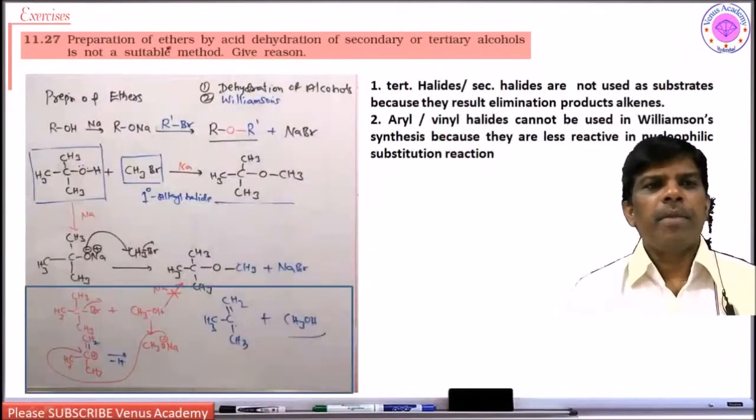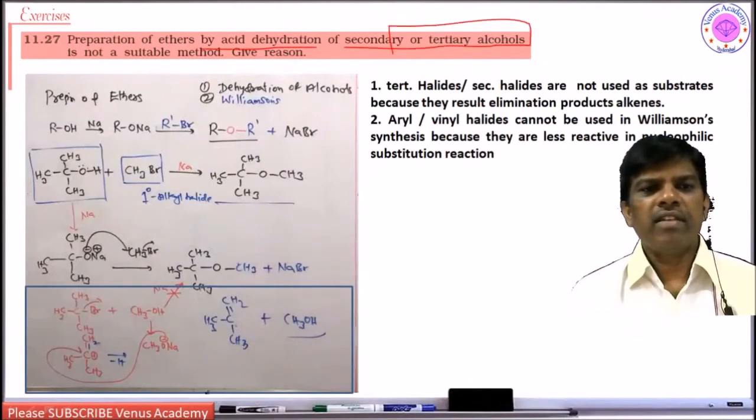Next, preparation of ethers by acid dehydration of secondary or tertiary alcohols is not suitable. Why? Just now I said it is going to form the alkene part.